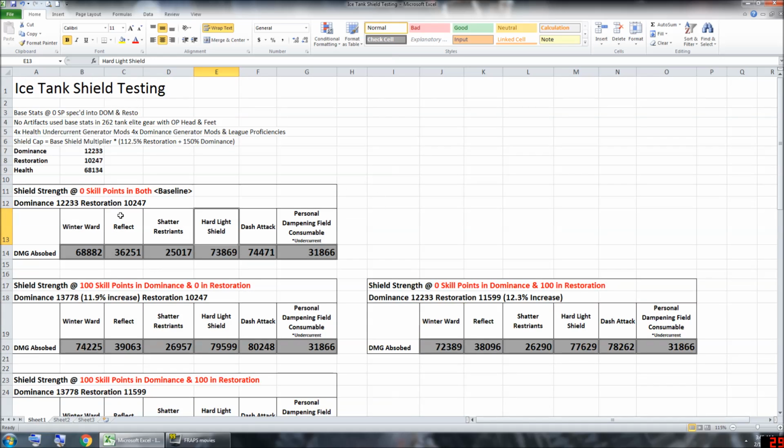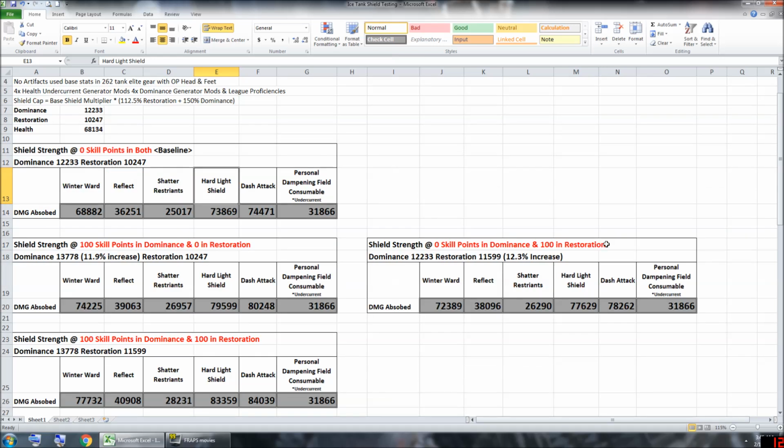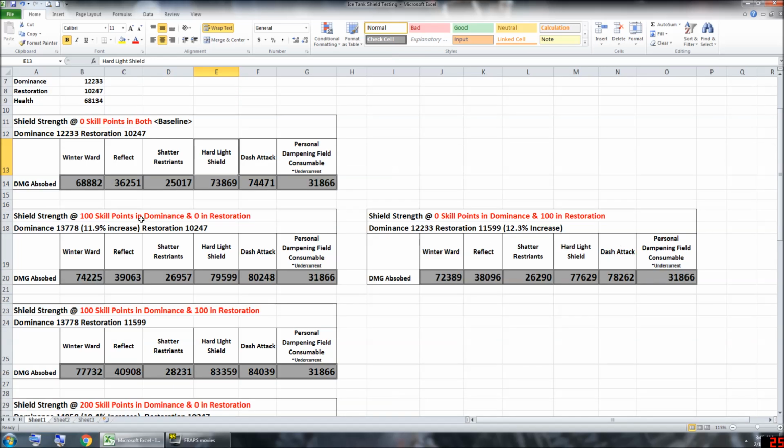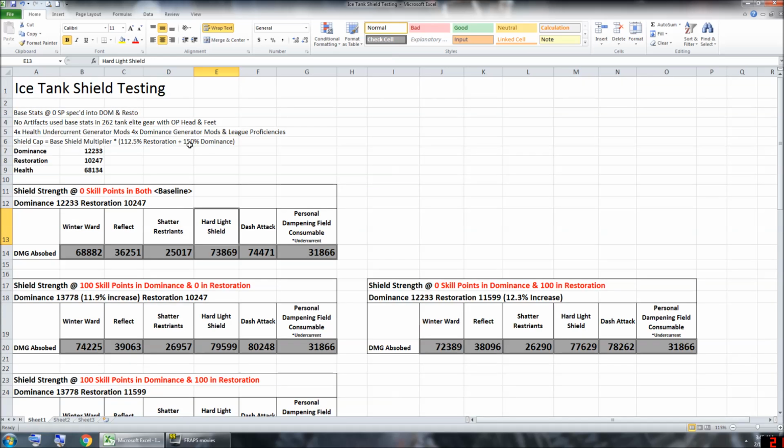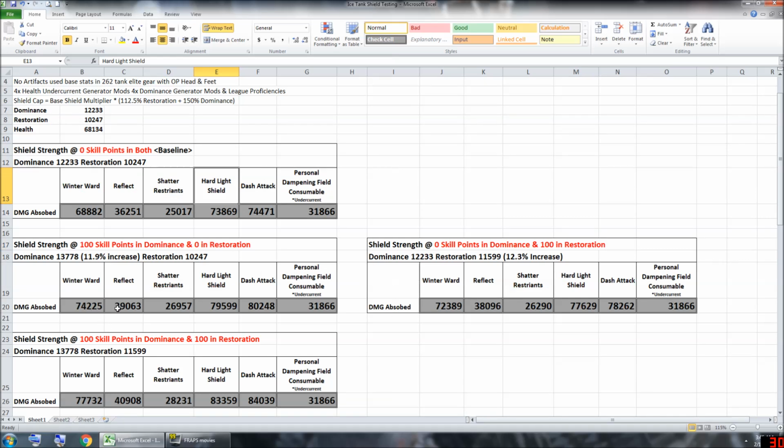But yeah, essentially what I did was 0 skill points spec was my baseline, and then I basically went from there. So 100 skill points in Dom, 0 in Resto, 0 skill points in Dom, 100 in Resto. So you can kind of see the difference between the 112.5% and the 150. So 74 versus 72, 39 versus 38. Reflect and shatter, you'll see them pretty close throughout.